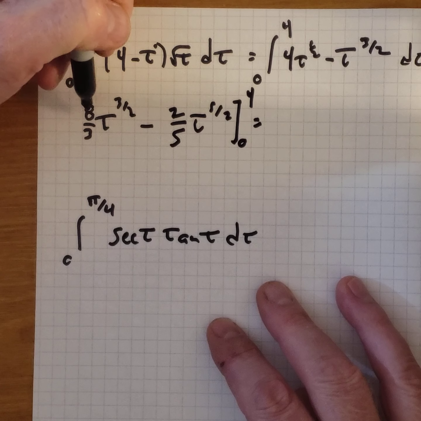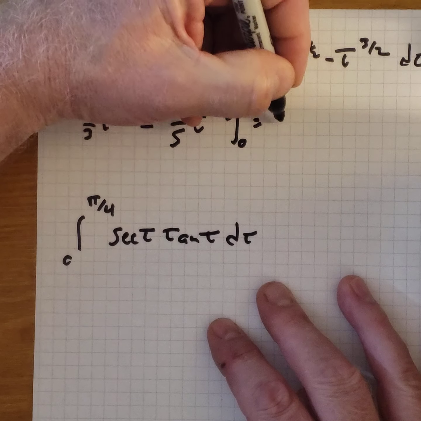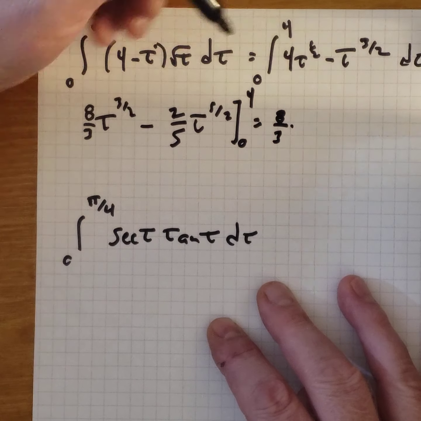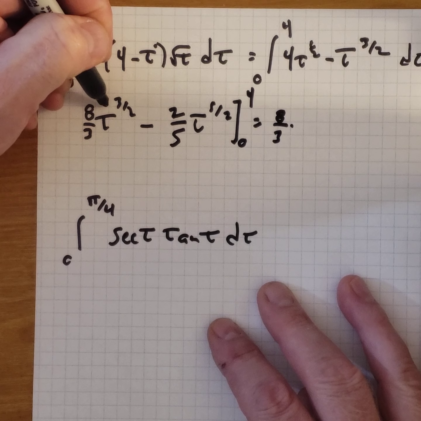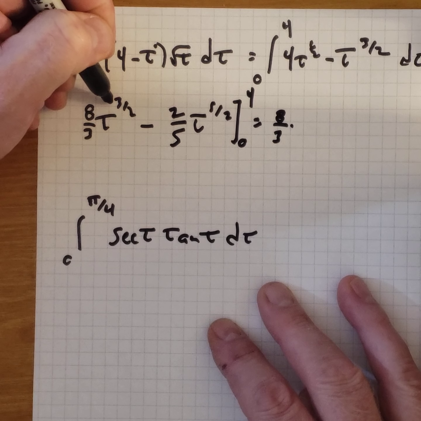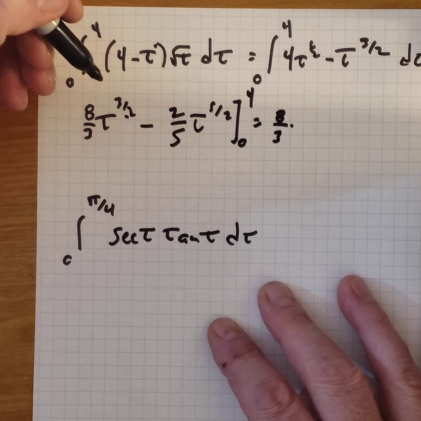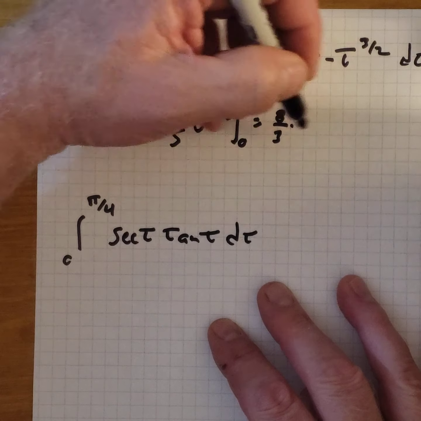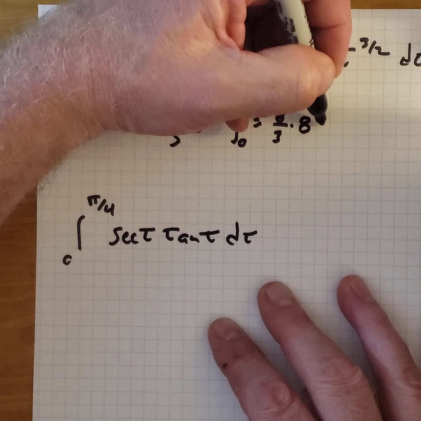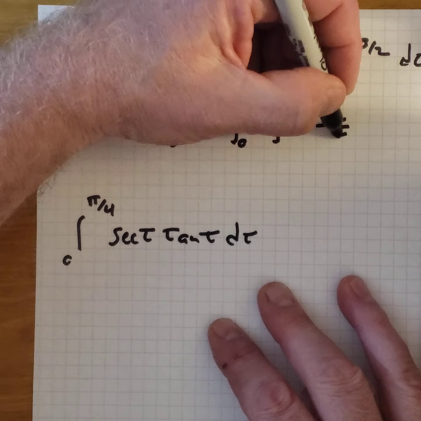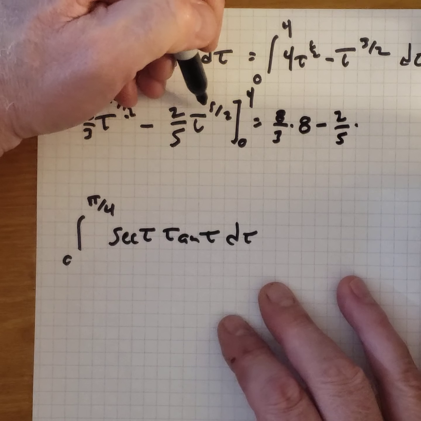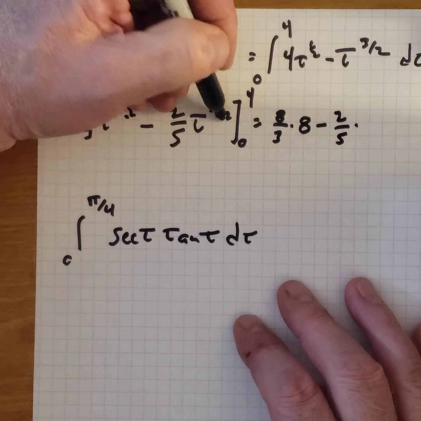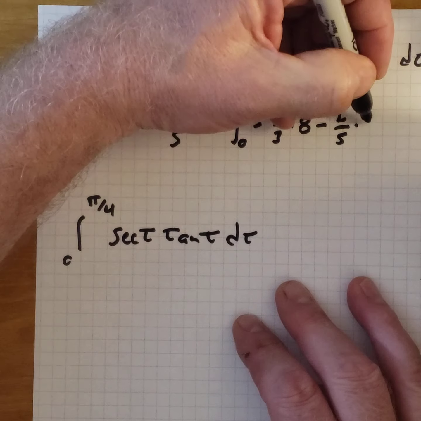Plug the 4 in, we get 8/3 times 4 to the 3/2 power. The way I do 3/2 power is I square root first, take care of the denominator, and then cube. So the square root of 4 is 2, cubed is 8. And then we have 2/5 times 4 to the 5/2 power. The square root of 4 is 2 to the 5th power is 32.